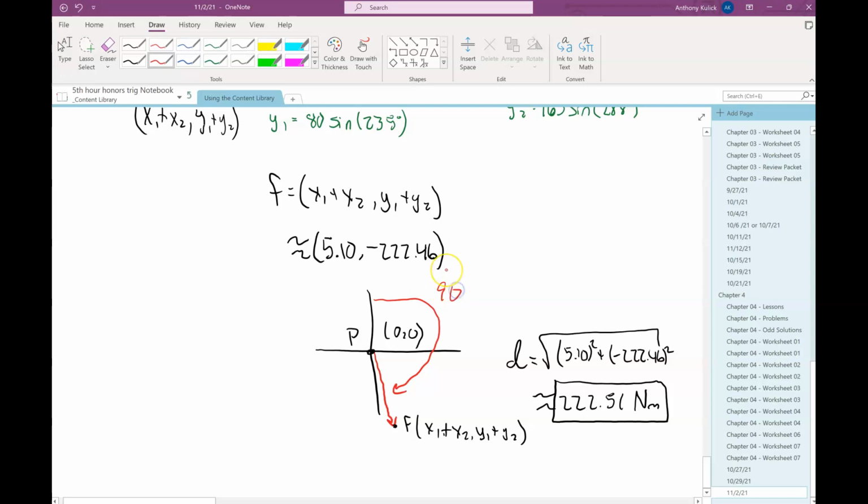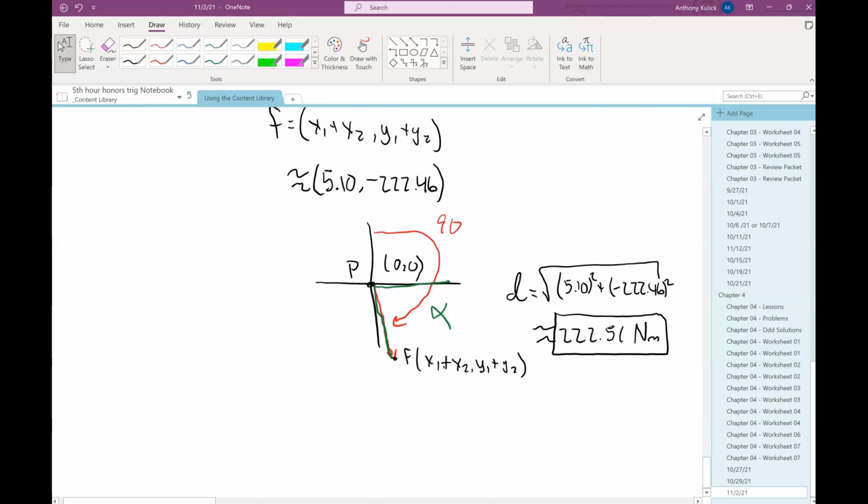So that piece of it's 90. What's that piece going to be? That's like our alpha from before, right? It's made up by the x-axis and the terminal side. Everybody agree with that? So in this case, my bearing is going to be 90 plus alpha. Everybody agree with that?